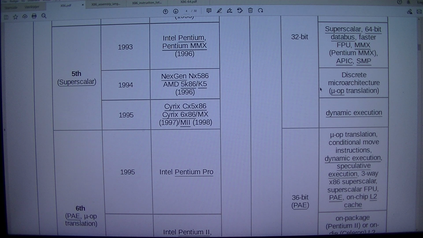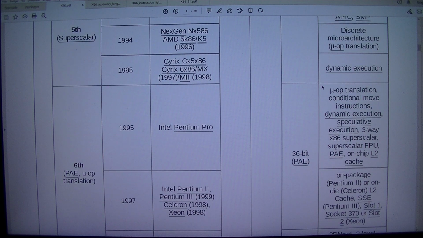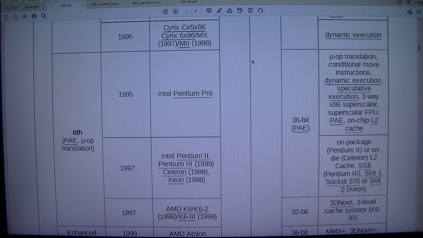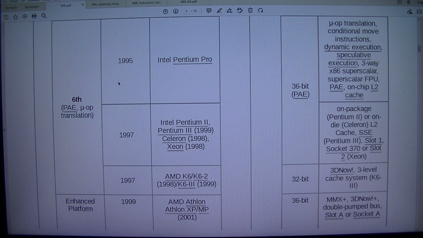AMD 5k86/K5, 1996, discrete microarchitecture, micro-op translation, 1995 Cyrix Cx5x86, Cyrix 6x86/MX, 1997, MII, 1998, dynamic execution. Sixth generation: PAE, micro-op translation, 1995 Intel Pentium Pro, 36-bit, conditional move instructions, dynamic execution, speculative execution. 3-way x86 superscalar, FPU, PAE, on-chip L2 cache, 1997 Intel Pentium II, Pentium III, 1999. Celeron, 1998, Xeon, 1998, on package Pentium II or on die Celeron L2 cache, SSE, Pentium III, Slot 1, Socket 370 or Slot 2, Xeon, 1997.